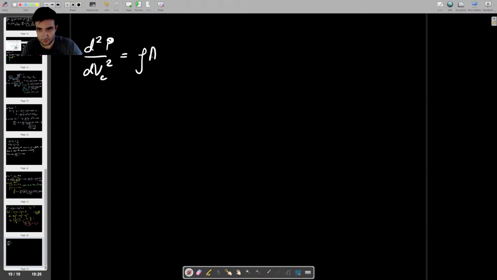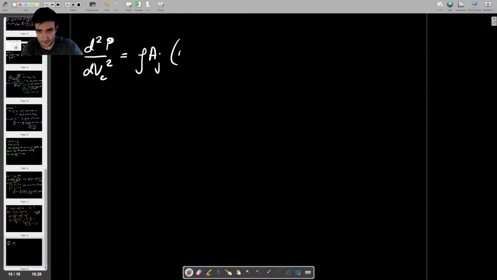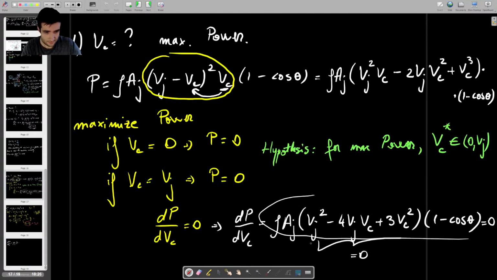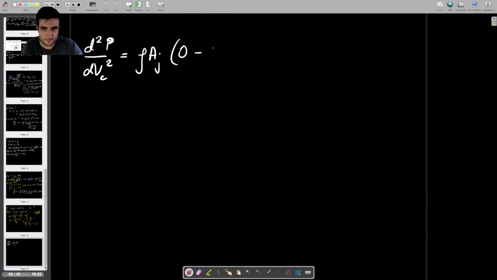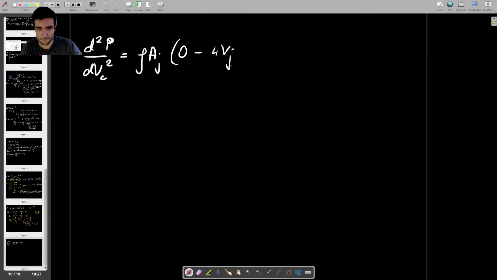So we have rho Aj, and then we differentiate what's inside the bracket. So we have 0. Yeah, this turns into 0. Then the next bit is going to be minus 4 Vj. Yeah, that's fine. So minus 4 Vj, and then finally we have plus 6 Vc, and then of course my 1 minus cosine of theta.